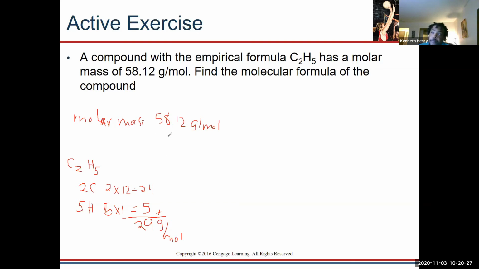Okay, so this is the molar mass of the actual molecular compound, and this is the molar mass of the empirical formula. So we're just going to divide these by each other. And that lets me know what I need to multiply my empirical formula by to get the actual molecule that it really is. So if I divide these by each other, what do I get?